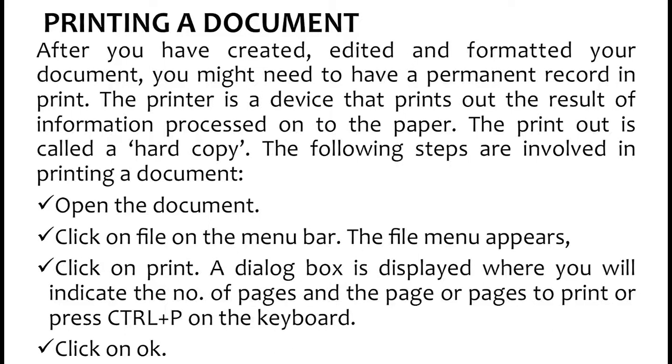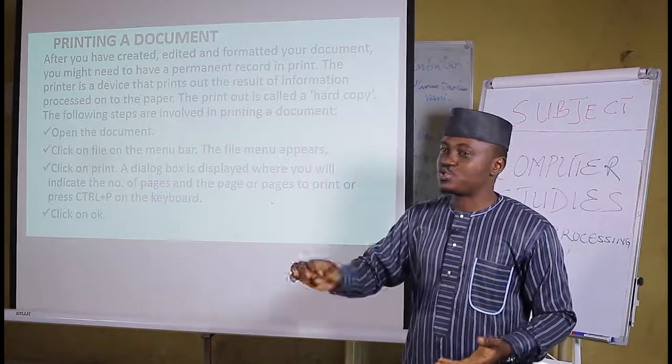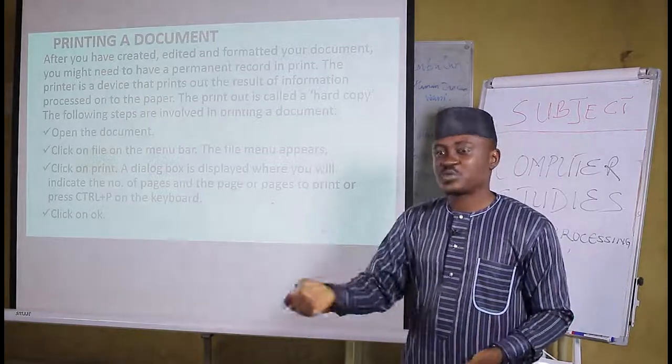You open your document, you click on the File menu bar. The File menu would appear. Then you click on Print. Then the dialog box for printing will come up. And once the dialog box for printing comes up, you choose what options you need. Then after picking the options, you click on Print.